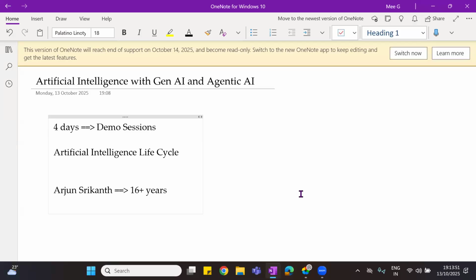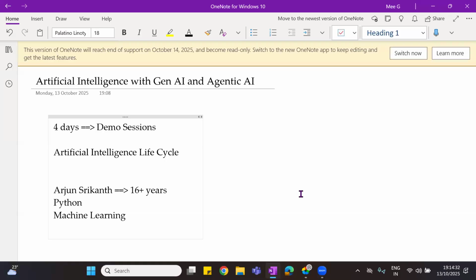Arjun Srikanth, 16 plus years of experience. I started my career with Python, and then I moved on to data science as a machine learning engineer, and again to deep learning, generative AI, and agentic AI. Currently, I'm working on generative AI and agentic AI projects. Of these 16 years, approximately 10 years is in AI, and the remaining 6+ years, it's almost 17 years now, is basically in Python.